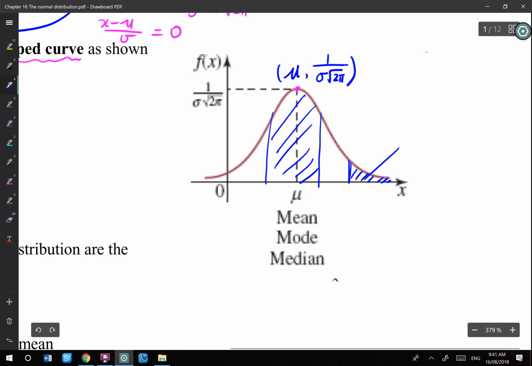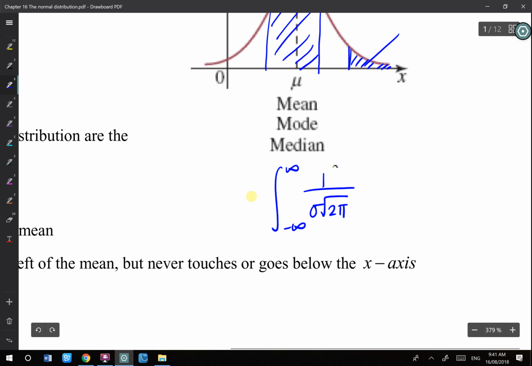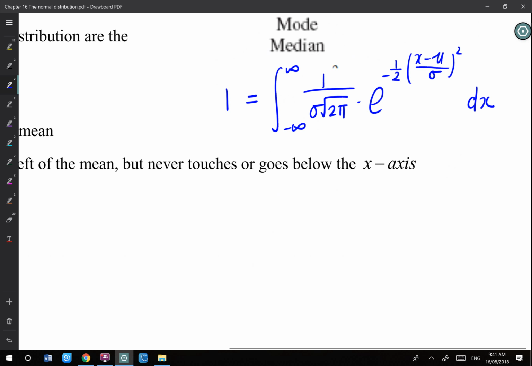So that's why the overall area adding together is actually 1. If we take the integral from negative infinity to positive infinity of 1 over sigma square root 2 pi times e to the power of negative a half x minus mu over sigma squared dx, and I use a calculator to anti-differentiate that, I should get 1. So the overall area under this curve from negative infinity to positive infinity actually gives you 1.